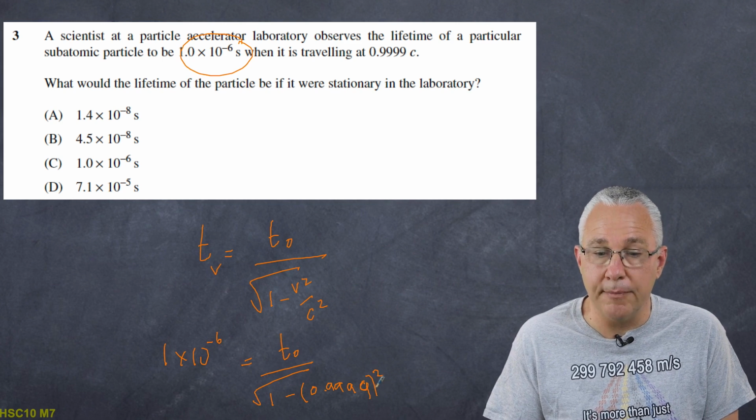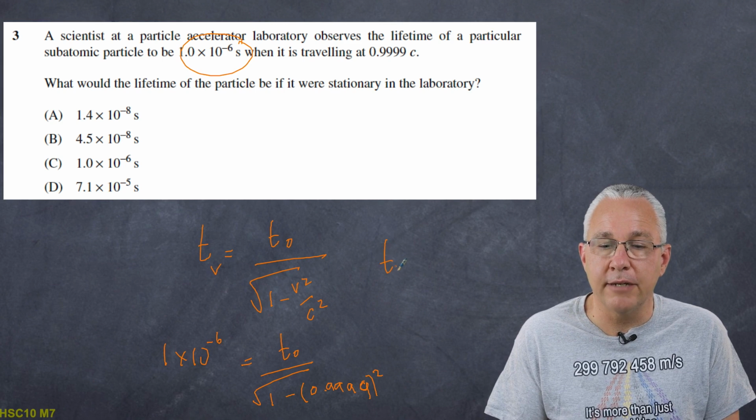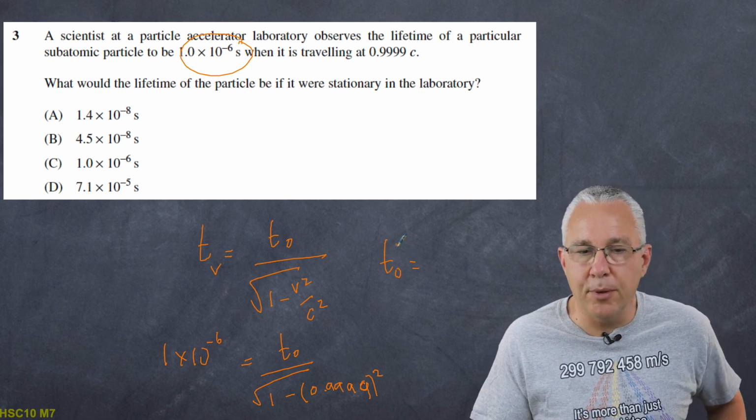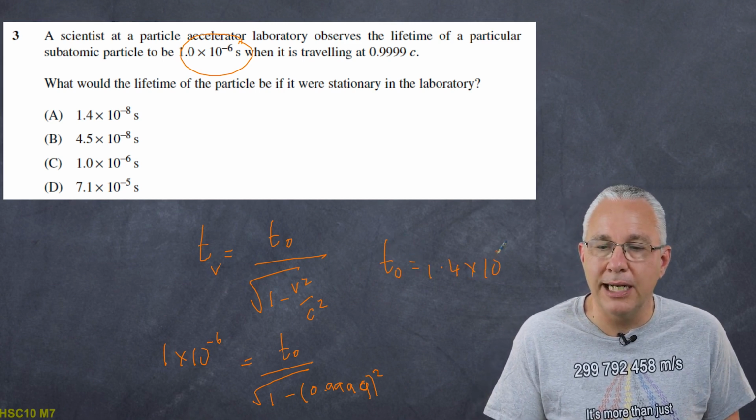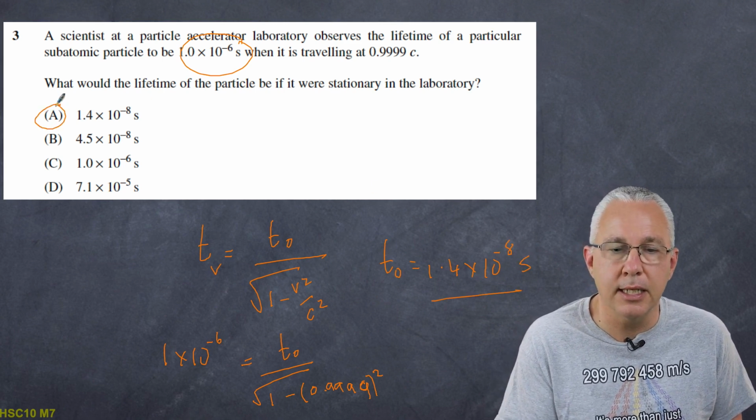0.9999 squared. Now, if you do the calculation out and rearrange that, you're going to get a value of t naught equaling 1.4 by 10 to the power of negative 8 seconds. And that, of course, means the answer is A.